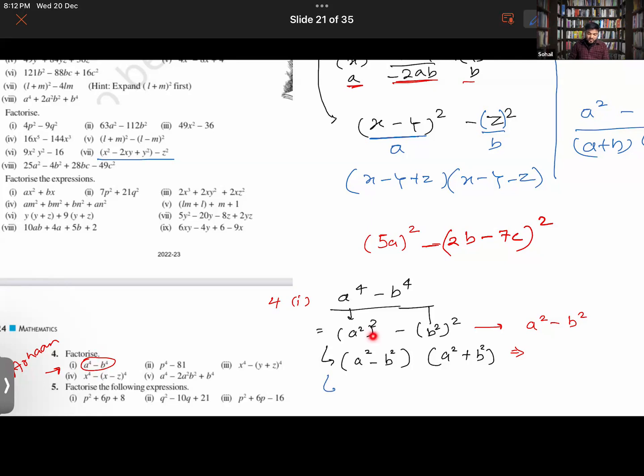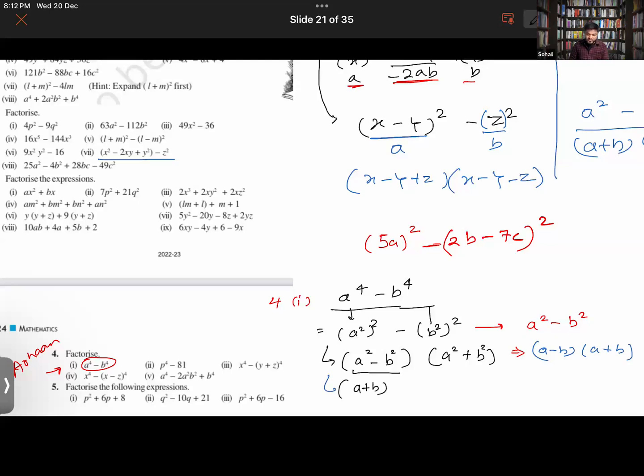Yes, sir. Till here is it clear to you? A raised to the exponent 4 and b raised to the exponent 4 can be written like this. Now it is a square minus b square. So thereby I will write it like this, a minus b into a plus b. Now further you can again see that you are having a square minus b square. So further you can again write it like this, a plus b into a minus b, and then into a square plus b square. Right? So this is your final answer. This is how your answer should be.